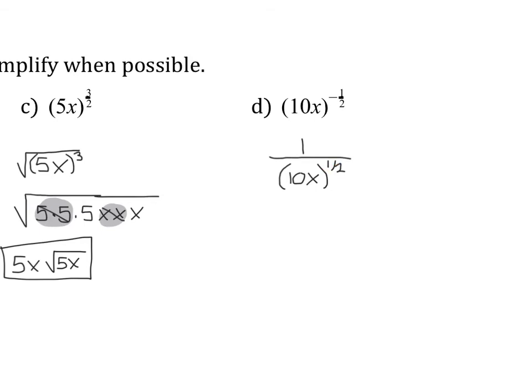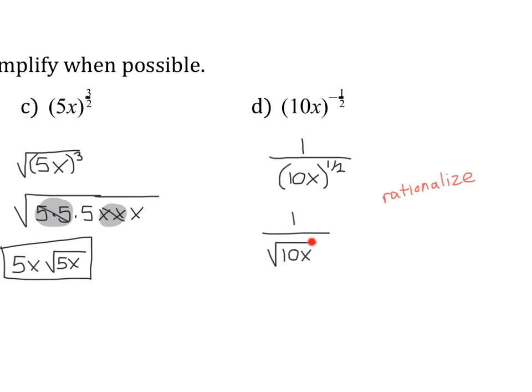From here, now we can rewrite it as a radical. It's going to be 1 over the square root of 10x. Here we do need to do one extra step in simplifying because our rule is we should never leave a square root in our denominator. This next process is called rationalizing the denominator. We need to rationalize. Essentially we're trying to eliminate the square root from our denominator.